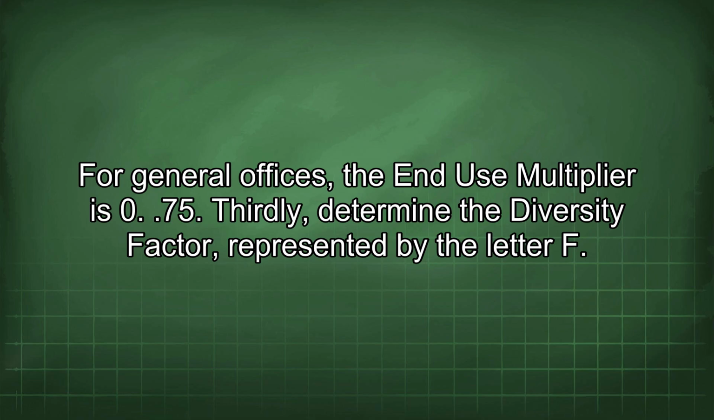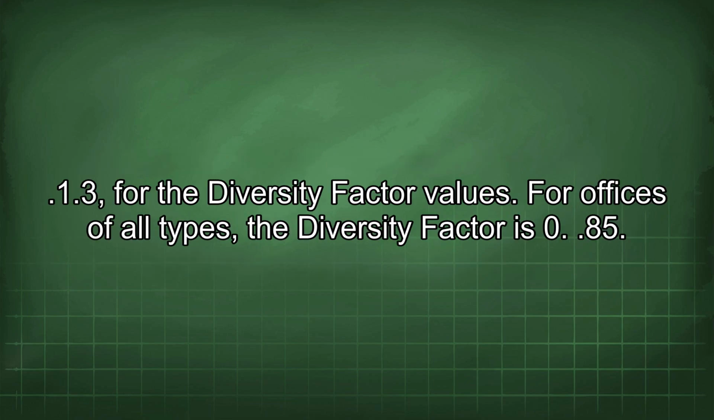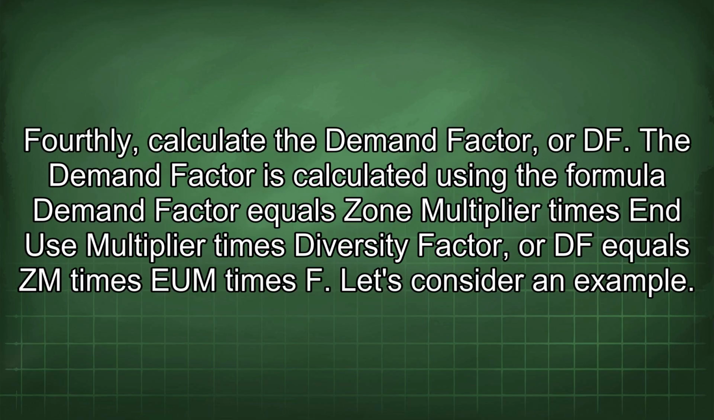Thirdly, determine the diversity factor, represented by the letter F. The diversity factor represents the probability that all offices will operate at maximum demand simultaneously. Refer to a hypothetical Table 4.1.3, one of the NEC standards, specifically clause 4.1.3 for the diversity factor values. For offices of all types, the diversity factor is 0.85. Fourthly, calculate the demand factor, or DF.